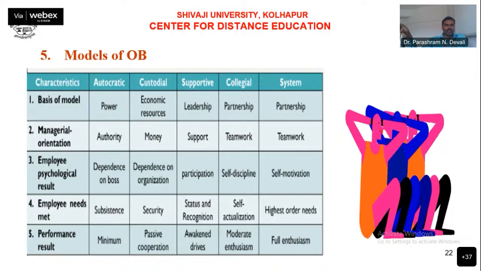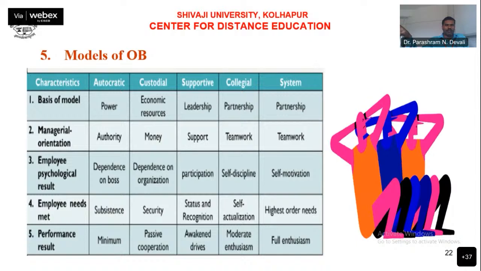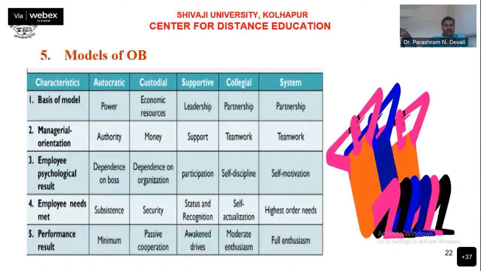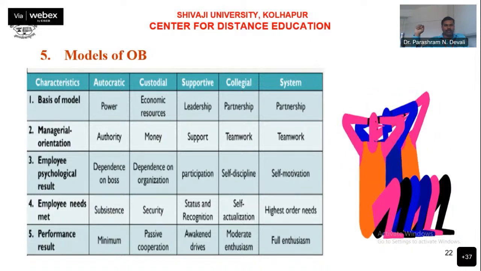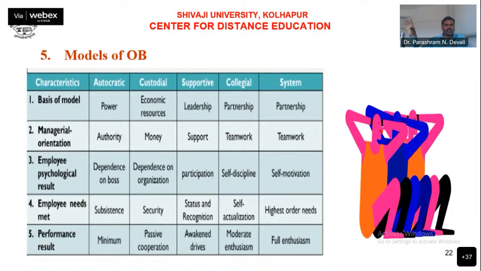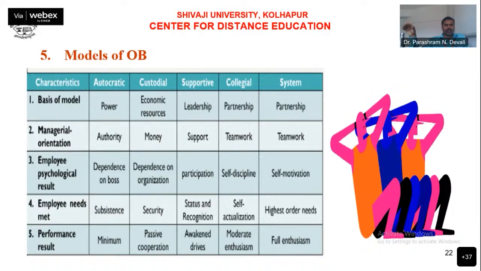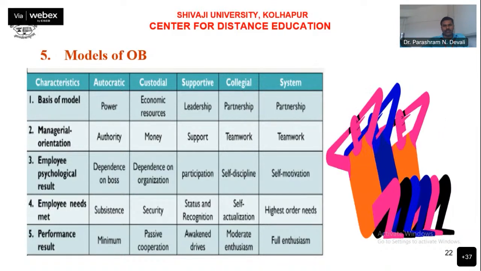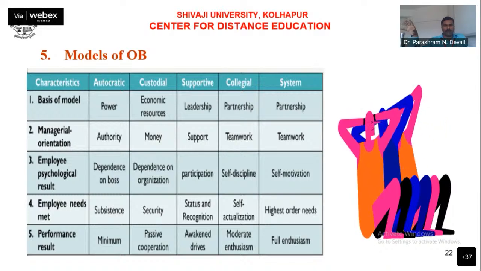Participative approach is there. In decision making, we want to make all our stakeholders participate. Status and recognition is there. Means what? Those who perform well, we may recognize, we may provide award, reward is there.